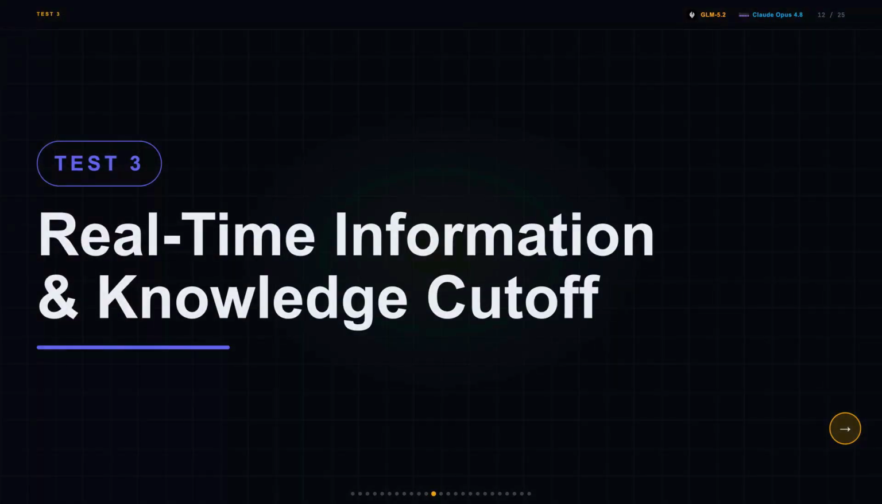Test 3. Real-time information and knowledge cutoff. Your model confidently answers a question about something that changed 6 months ago. You don't catch it, and it goes out to a user or into a report. Stale knowledge that sounds confident is way more dangerous than a model that just says it doesn't know.